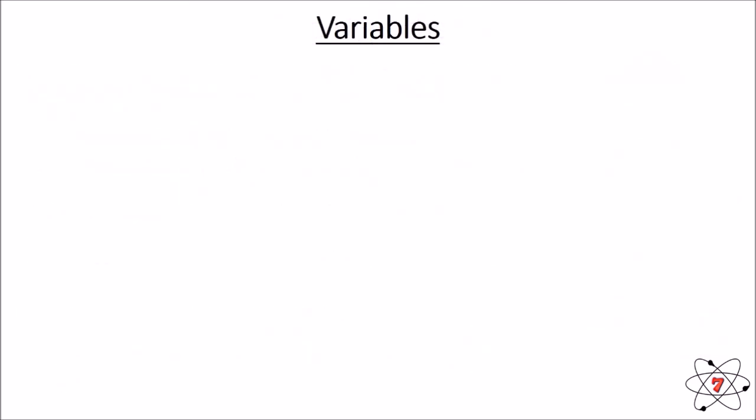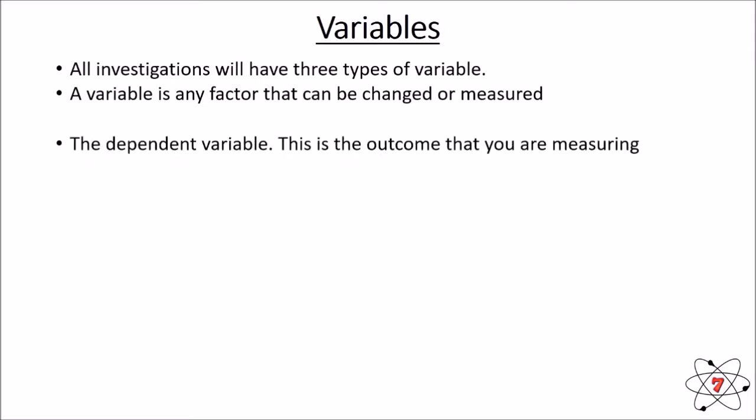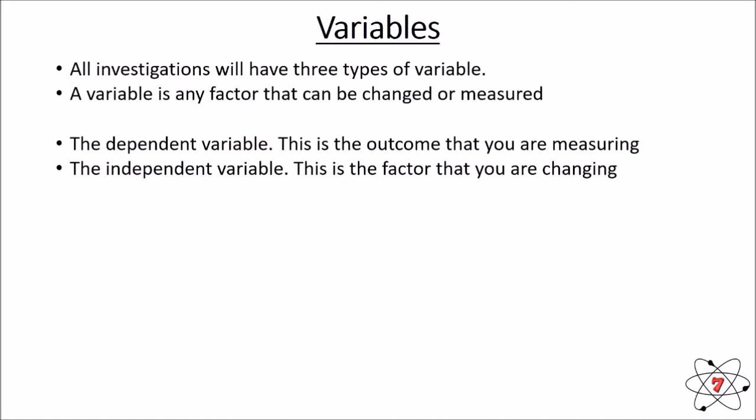All experiments have variables. Variables are things that can be measured or changed or kept the same in an experiment. So, you must identify these before you start planning. The dependent variable is the outcome that you are measuring. Generally, you will only have one of these. An independent variable is the factor that you are changing in your experiment. And control variables are factors that are being kept the same.